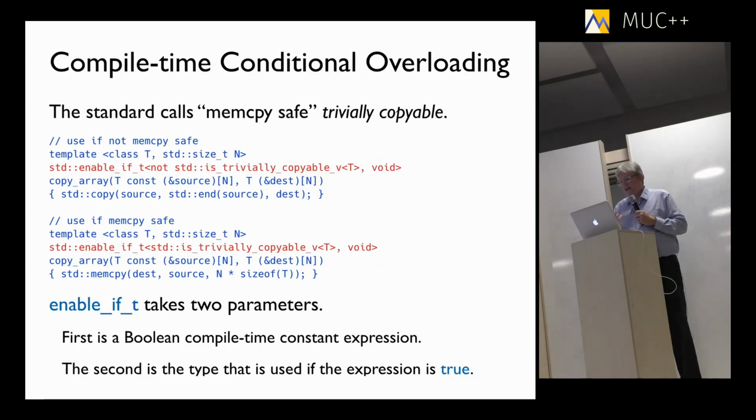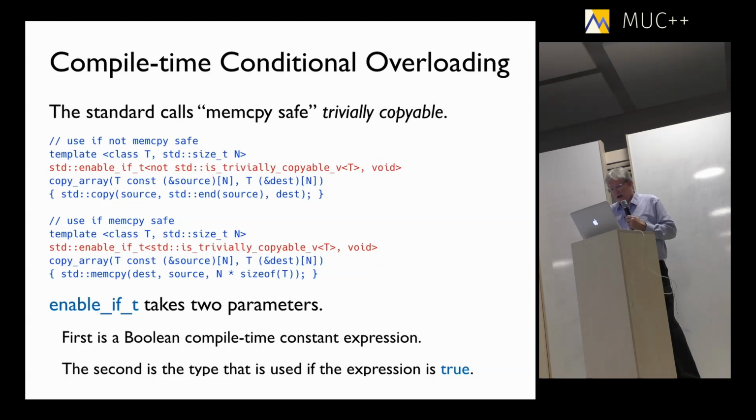So in this case, what enable if does is, if the compile time conditional is true, then the entire enable if just evaluates to the type that's being passed. In this case, void. And so in the first case, if what we're doing is not trivially copyable, then it's going to use the first function, which returns void. But if it is trivially copyable, it's going to enable the second function. And the return of that is, as I said, void.